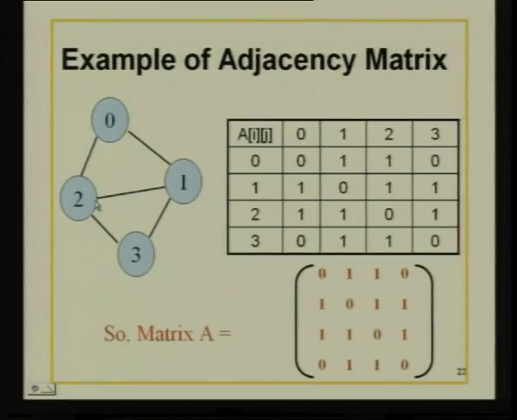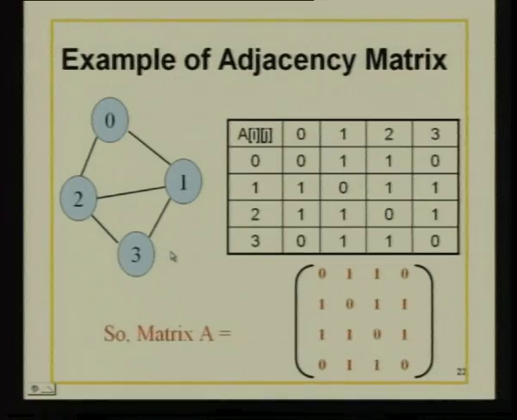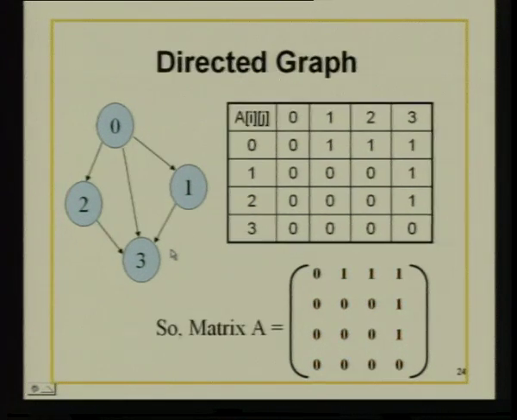The previous example we saw was a directed graph. Please note the difference: in an undirected graph, if there is an edge between 0 and 2, you have to put a 1 in position 0, 2 and also a 1 in position 2, 0. So, a_ij is equal to a_ji is equal to 1. That is what you have to do in the case of an undirected graph. As for the directed graph, we have already seen an example.